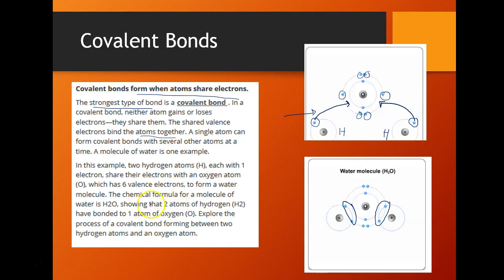The chemical formula for a molecule of water is H2O, which shows you that there are two atoms of hydrogen bonded to one atom of oxygen.